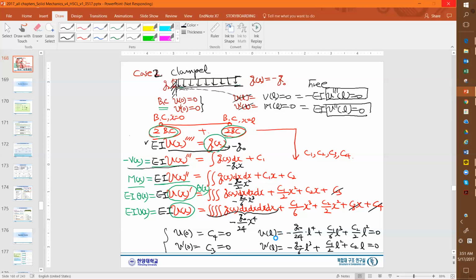Using this one, as you can see here, at x equals L there will be one equation. At x equals L, we use this one, and then we can solve C1 and C2. That's what we can use, right? So this one.